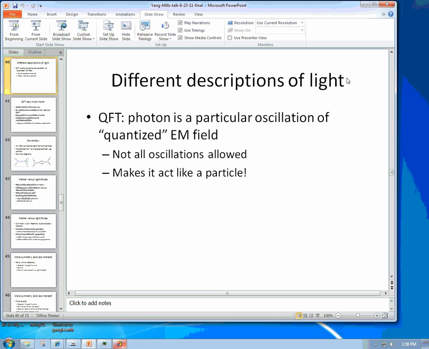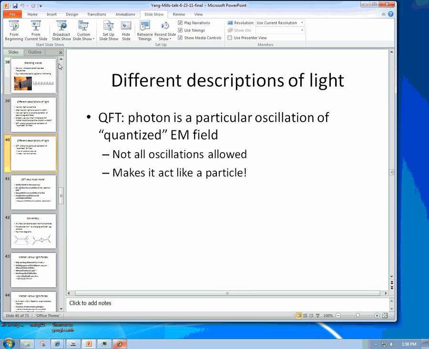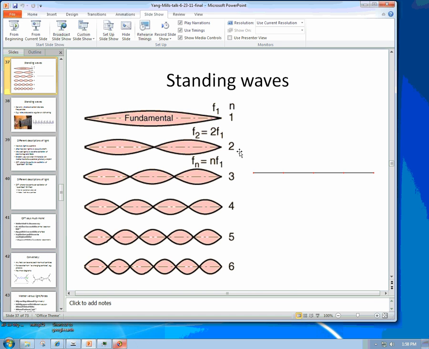You can imagine that there's this photon, this electromagnetic field, and it looks like a string, and it can be buzzing and oscillating, but it can't oscillate in any old way it wants to. In many situations, it is discrete, and it ends up acting like a particle.